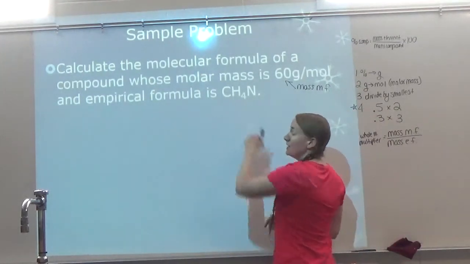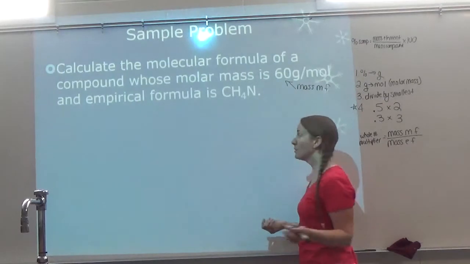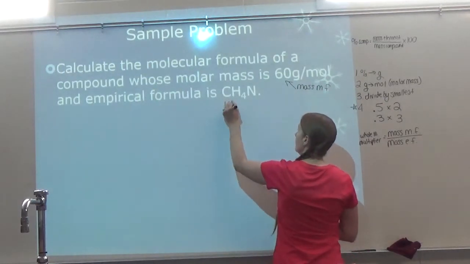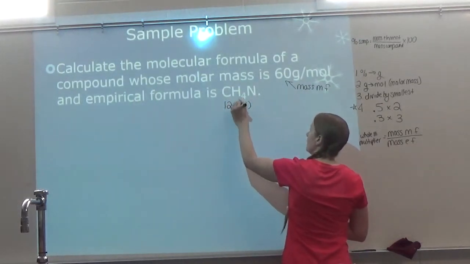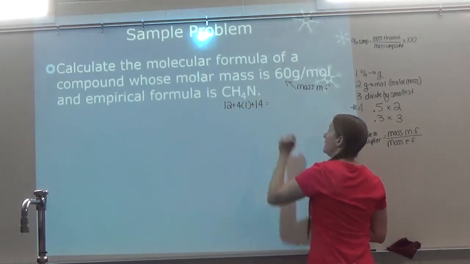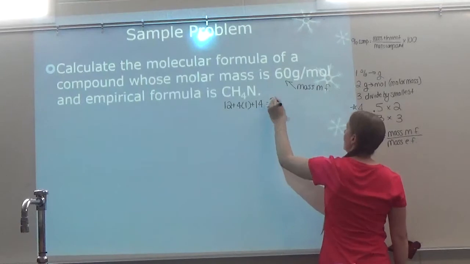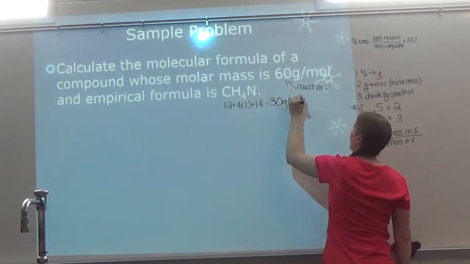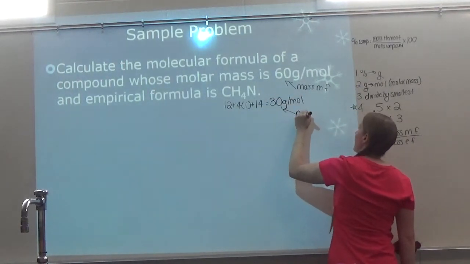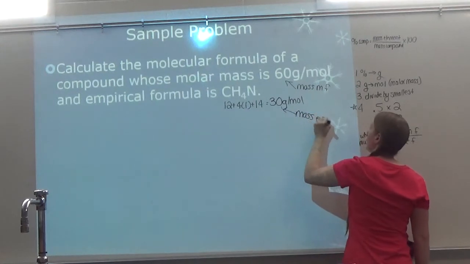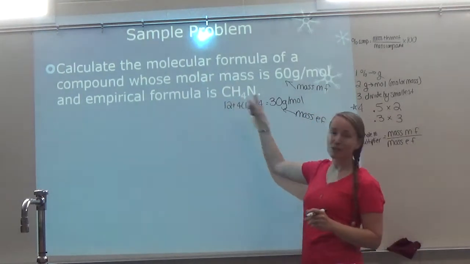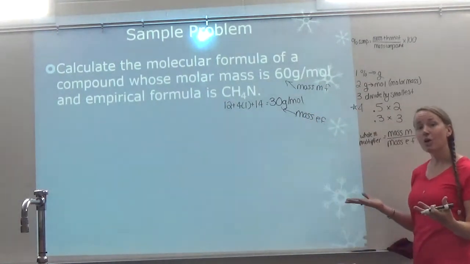I'm going to pull my numbers from my periodic table, so you may want to get one of those out. Carbon is 12. Hydrogen is 1, but I'm going to multiply it by 4, and nitrogen is 14. Once I do that, I get a mass of 30 grams per mole. This is the mass of the empirical formula, because they told me this is the empirical formula. So now I'm ready to get my whole number multiplier.